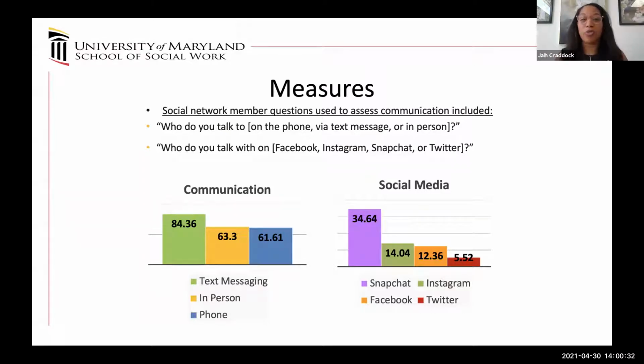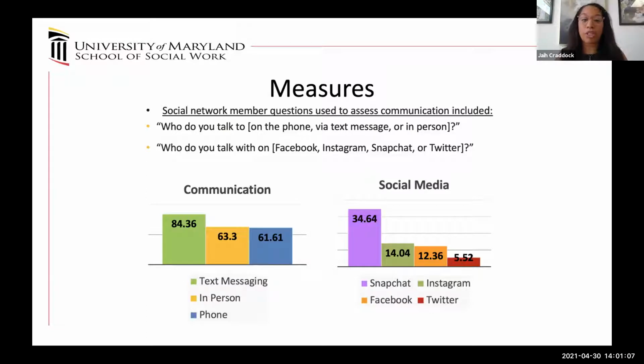So who do you talk to on the phone, via text message, or in person? Who do you talk to on Facebook, Instagram, Snapchat, Twitter? We also asked who do you talk to about sex? We asked about all these different questions, and the names that they entered in the name generator were there, so they were able to select each of those individuals who they spoke to. This is how we were able to build the sociocentric network based on people they invited to the study and those individuals who they spoke to. We were able to see how this network is linked based on different types of communication.